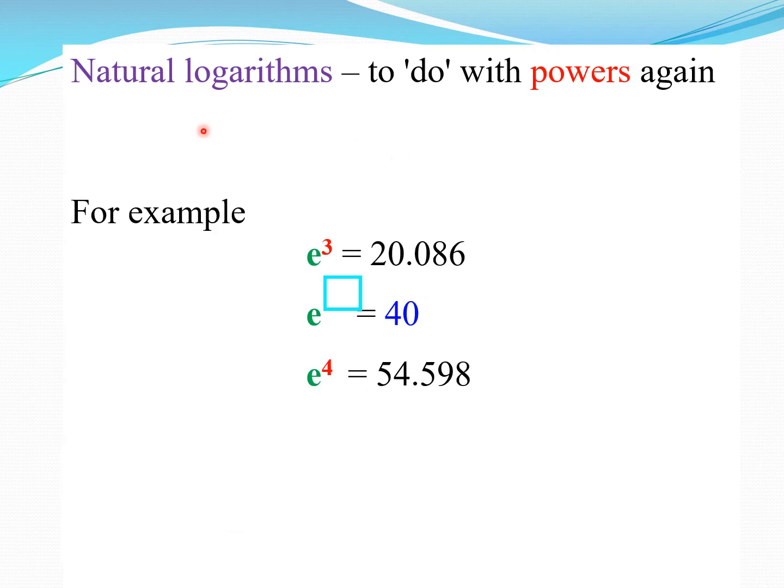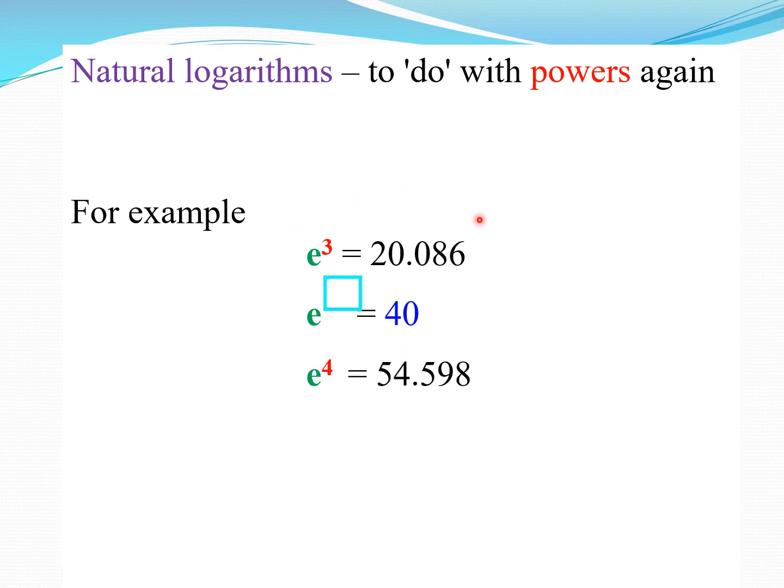So natural logarithms, like we said on the logs to the base 10, is to do with powers. So for example, e to the power of 3 is 20.086, e to the power of 4 is 54.598, and if we asked the question, e to the power of something equals 40, well, we know by looking at this here that the power must lie between 3 and 4. So we'll come back to this question in a moment.